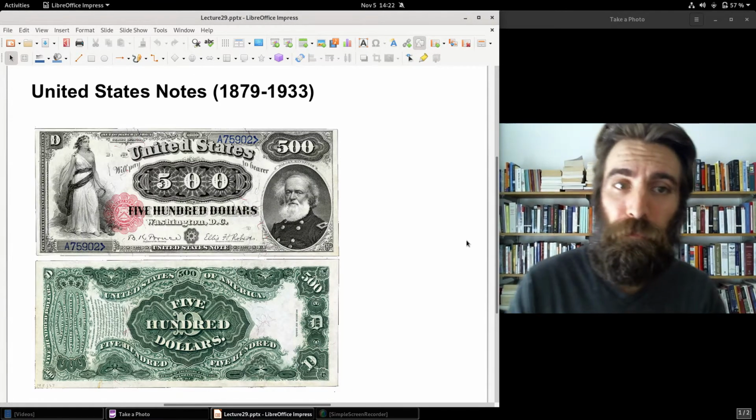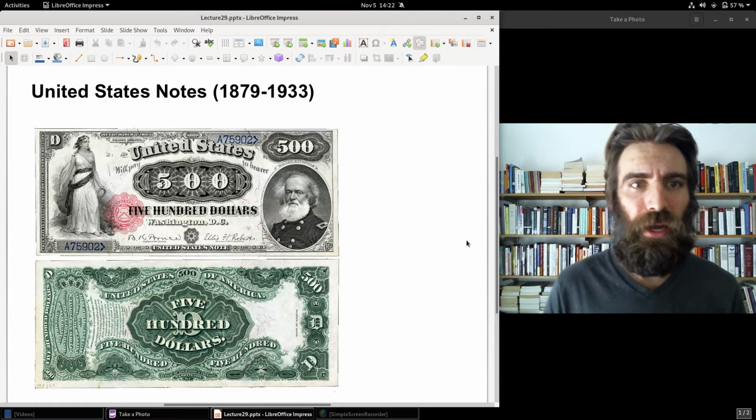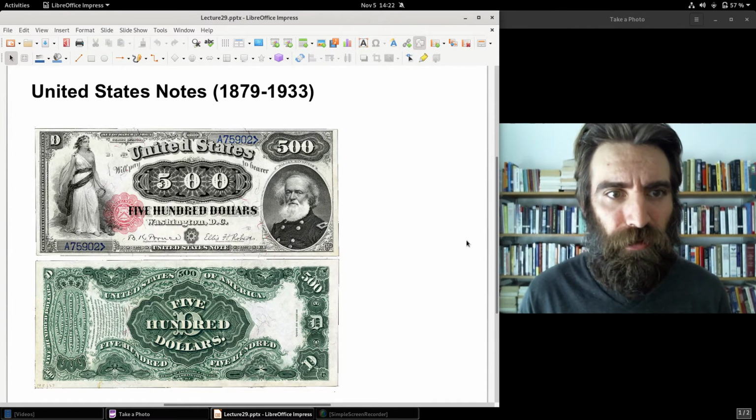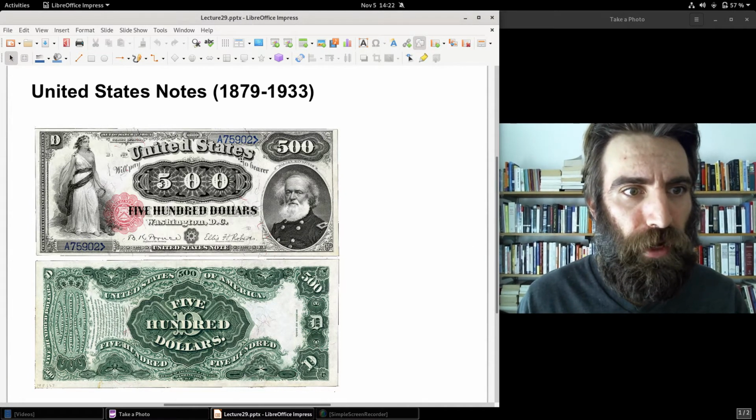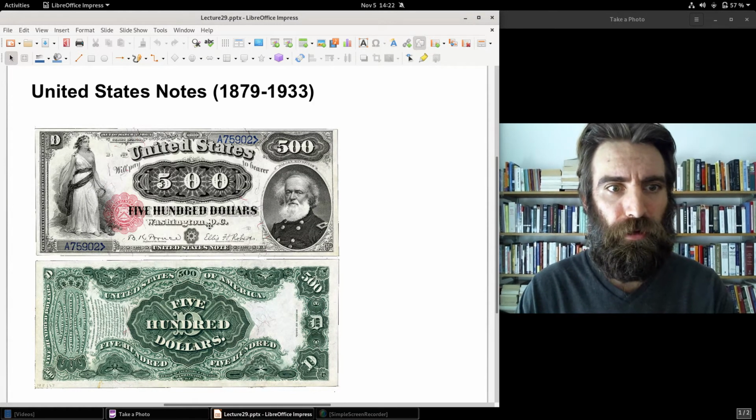Then the last one, United States notes. United States notes. Now, what is this? It says the United States will pay to bearer $500. Washington, D.C., United States note.